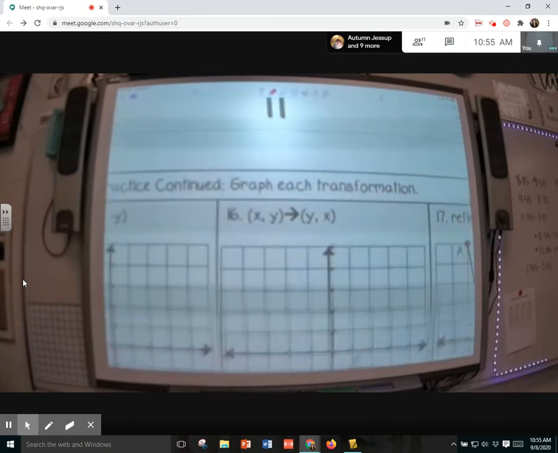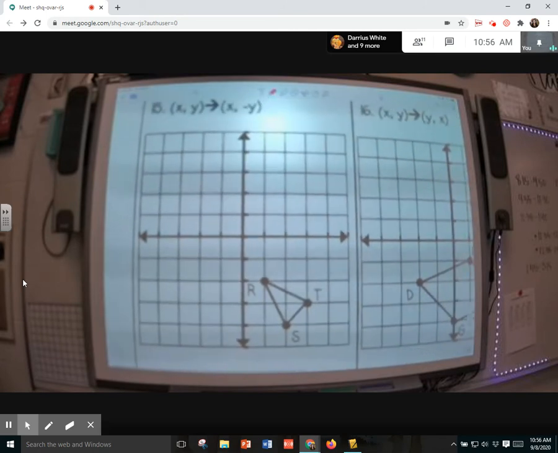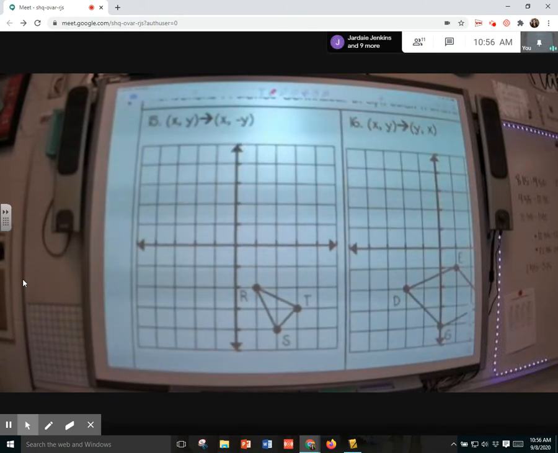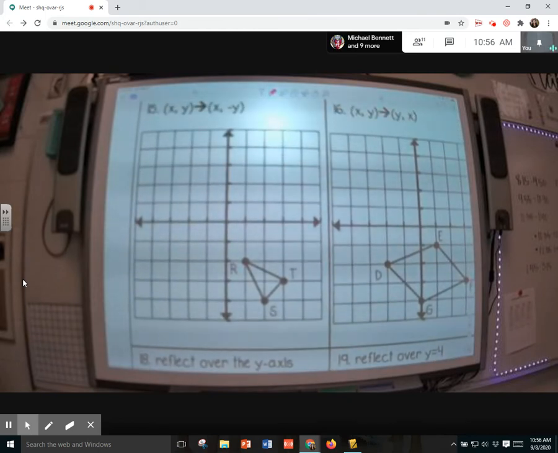Okay, so looking at number 15, with one like that, I personally like to have more room so I could write out my coordinates. But this does not give me much room to do that, so I'm going to try to write them at the bottom of that square. R starts at 1, negative 2. T starts at 3, negative 3. And S at 2, -4.